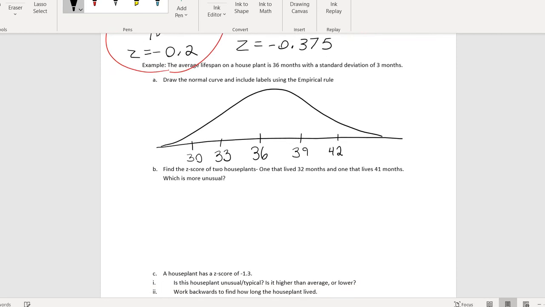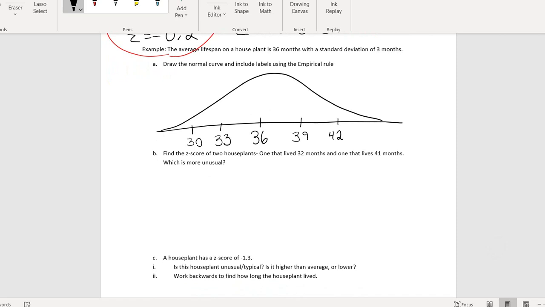Okay, great. So the next thing we want to do is find the z-score for two houseplants, one that lived 32 months and another that lived 41. So the z-score is going to be 32, our observation, minus 36, our average, divided by 3, which is our standard deviation. So the z-score for the first houseplant, so let's see, 32 minus 36, that's going to give us a negative 4, divided by 3, which is going to give us a z-score of negative 1.3 repeating.